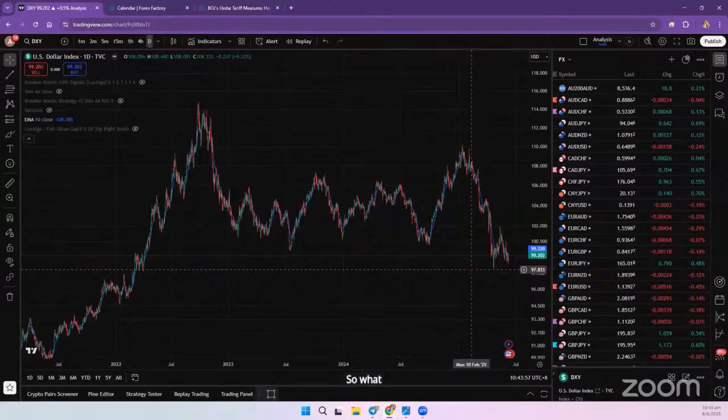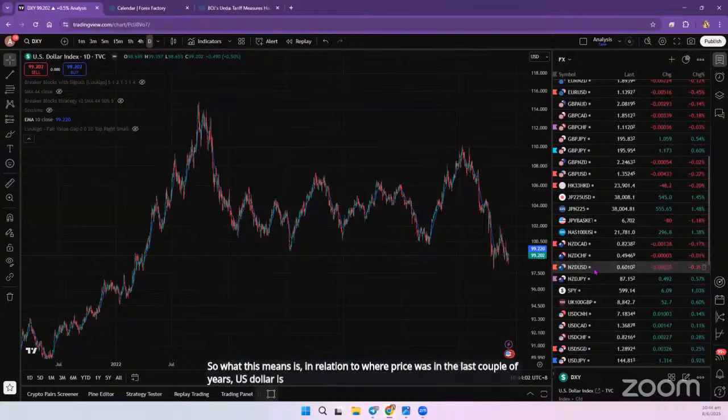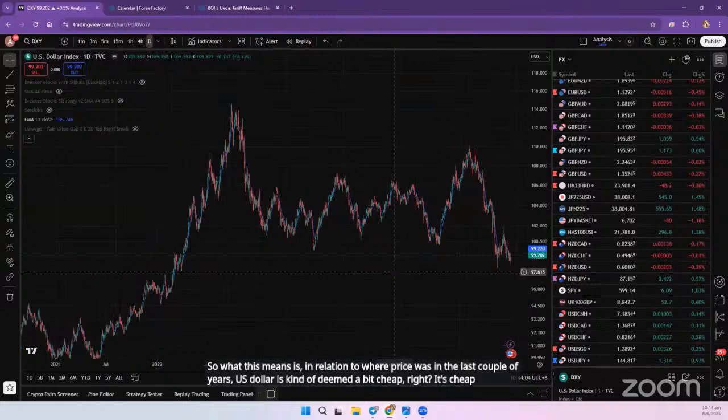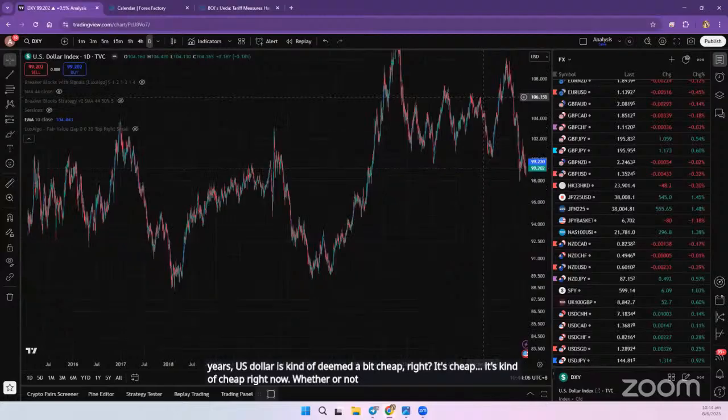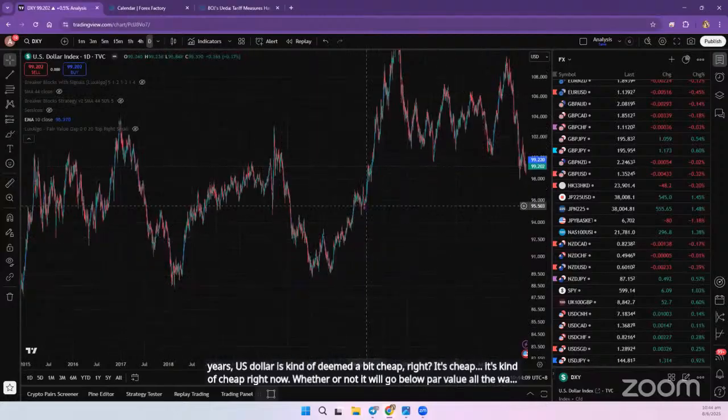So what this means is in relation to where price was in the last couple of years, the US dollar is deemed a bit cheap, right? It's kind of cheap right now. Whether or not it will go below par value all the way down to 89.95, we are not sure.